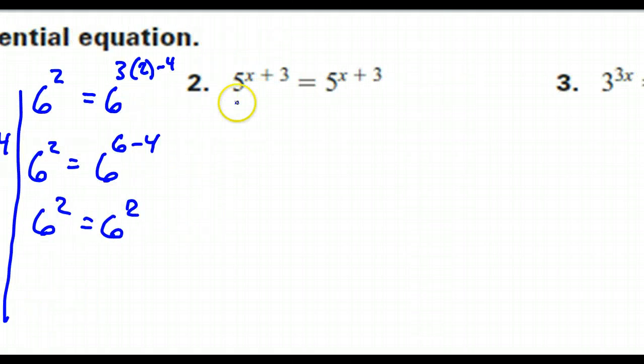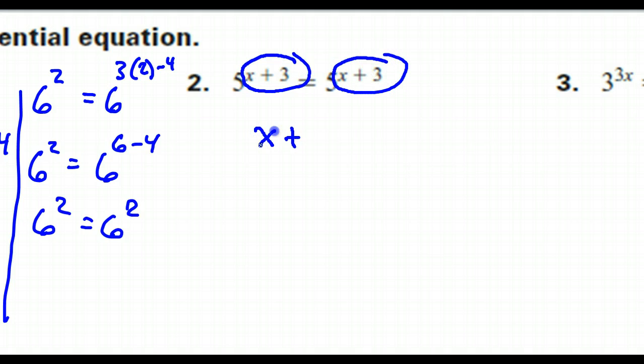Alright, looking at number 2. Again, we have like bases already. That's only going to be true if these exponents are equal. So that means x plus 3 will equal x plus 3. Well, that's just common sense. This expression is the same on both sides. This is a special case.